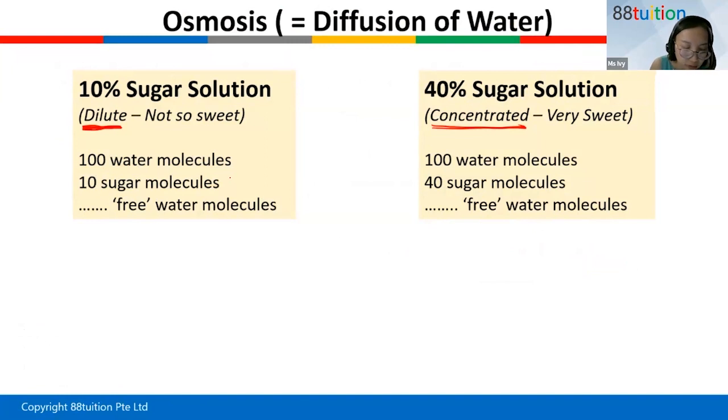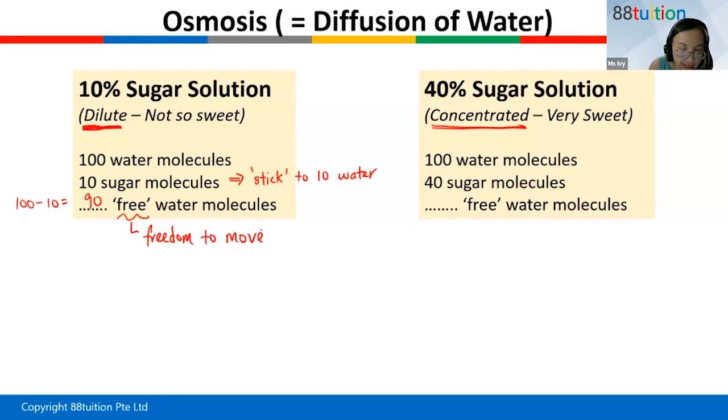Now these 10 sugar molecules are dissolved in the water. So remember, 10 sugar molecules will bind, stick to 10 water. Right, imagine 1 sugar sticks to 1 water. So 10 sugar will stick to 10 water. Therefore 100 minus 10, you will only be left with 90 water molecules which have the freedom to move. Free means freedom to move anywhere, not in the prison.